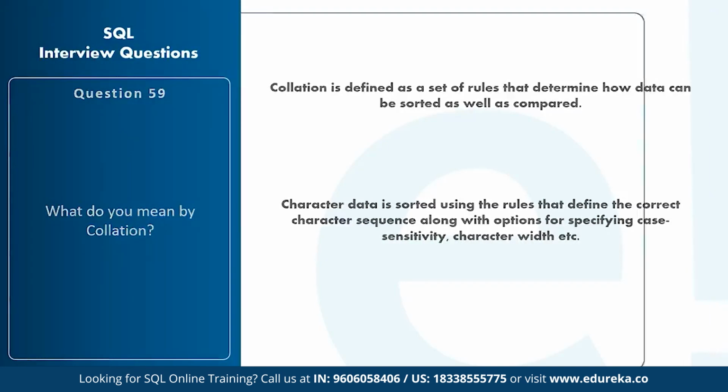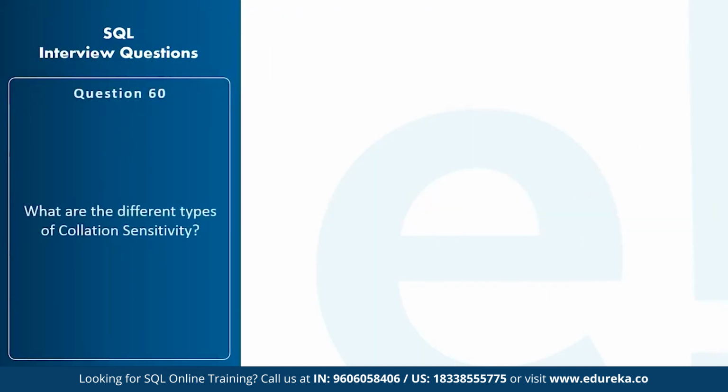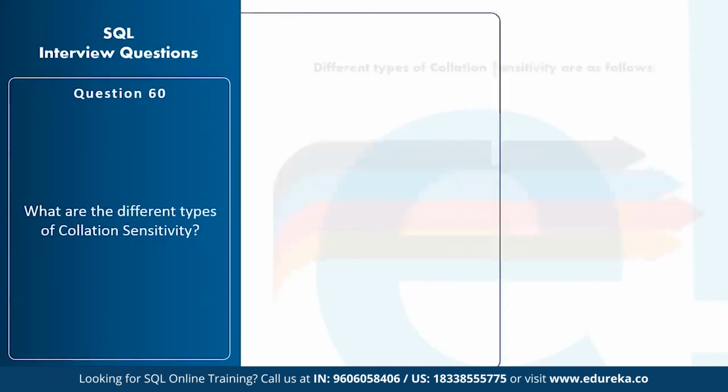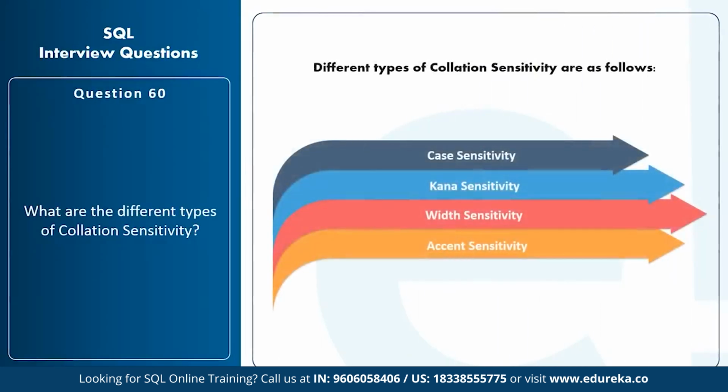Now let's move forward with the next question. That is, what are the different types of collation sensitivity? So the different types of collation sensitivity are the case sensitivity, the kana sensitivity, the width sensitivity, and the accent sensitivity. So guys, these are mainly the 4 types of sensitivities of collation. So I hope that you've understood till now.